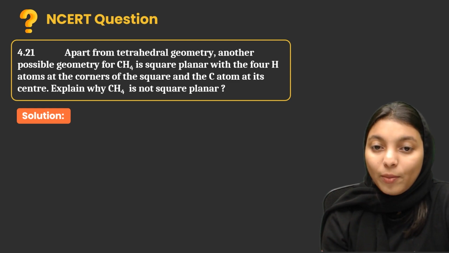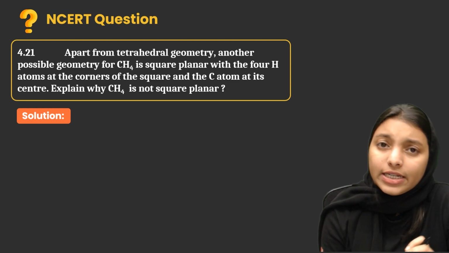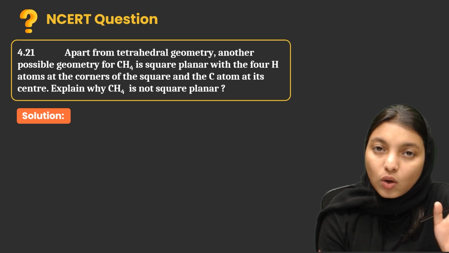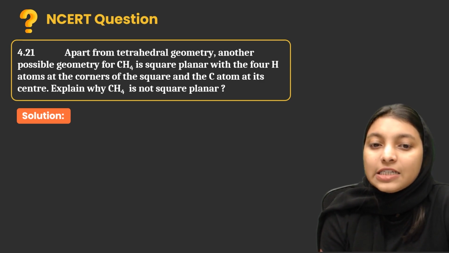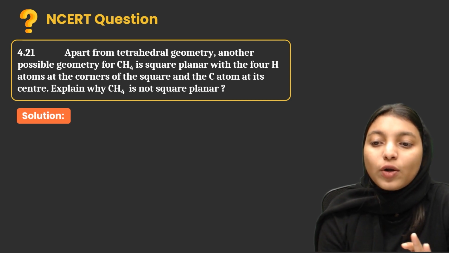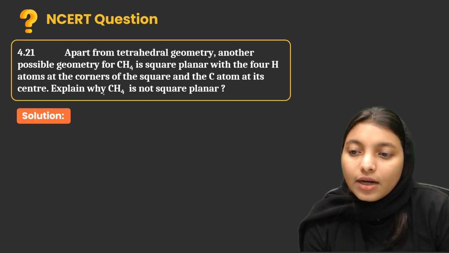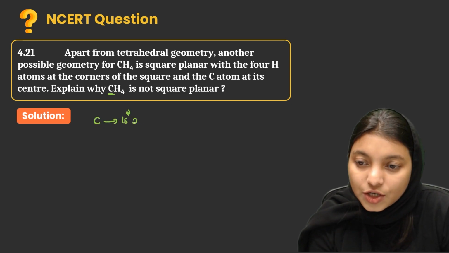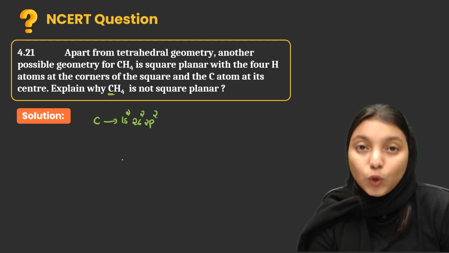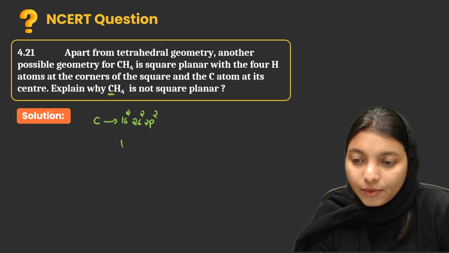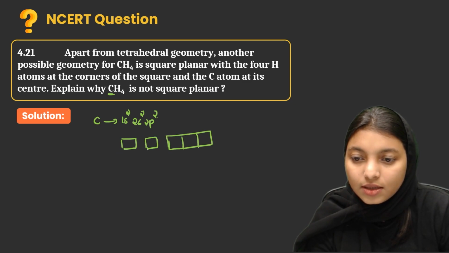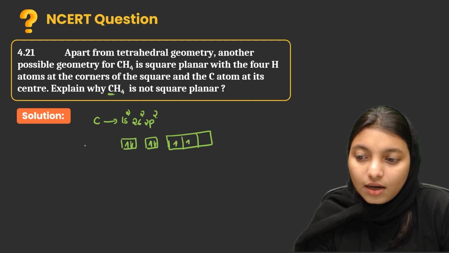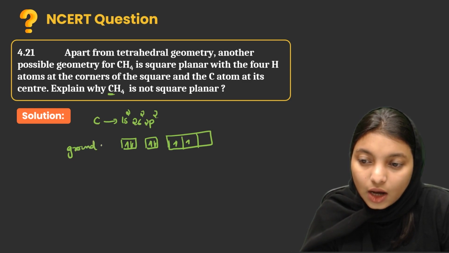Apart from the tetrahedral geometry, another possible geometry of CH4 is square planar with the 4 hydrogen atoms at the corners of a square and the carbon atom at its center. Explain why CH4 is not square planar. So here the central atom we have is carbon, and we know its electronic configuration will be 1s2, 2s2, 2p2, right? And we can write it as 1s, 2s and 2p. So 1s2, 2s2, 2p2. This is the electronic configuration in the ground state.